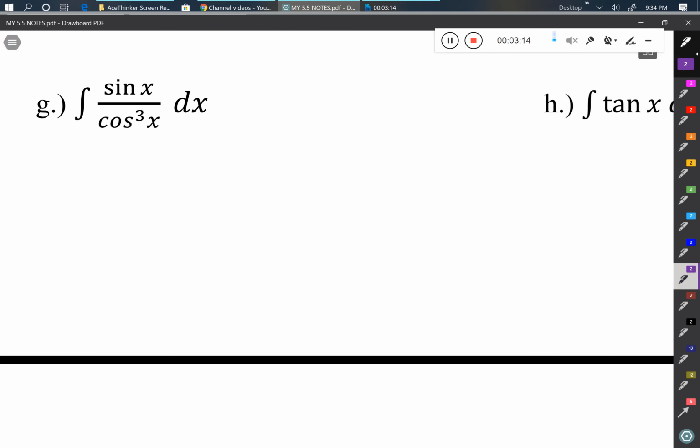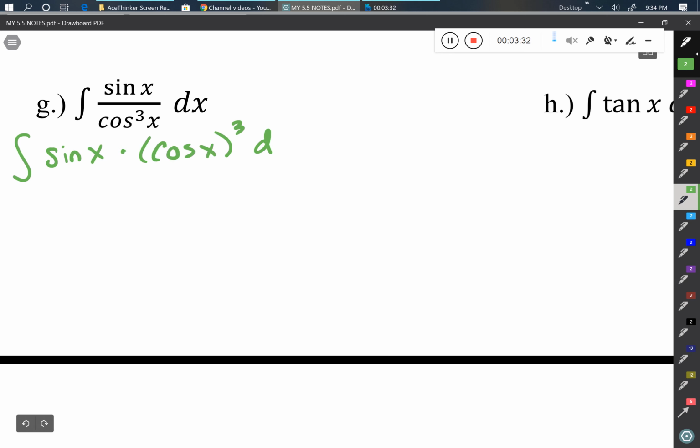The sine of x divided by the cosine cubed. Okay? Now, for substitution to work, it's supposed to be two things multiplied together, and this is two things divided, but that's easy enough to fix. I'm just going to rewrite this as the sine of x times the cosine of x cubed dx.